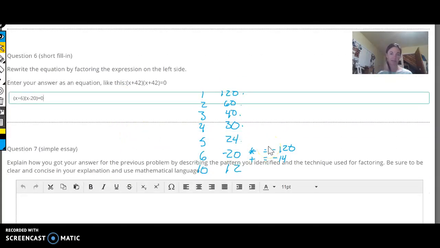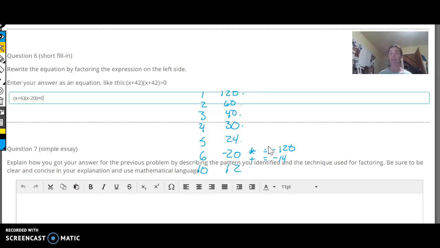Explain how you got your answer for the previous problem by describing the pattern you identified and the technique used for factoring. Be sure to be clear and concise. So what I would do here is I would say that I found all of the factors of 120, and then I figured out which of those factors, if one of them was negative, that I added together could give me a negative 14.